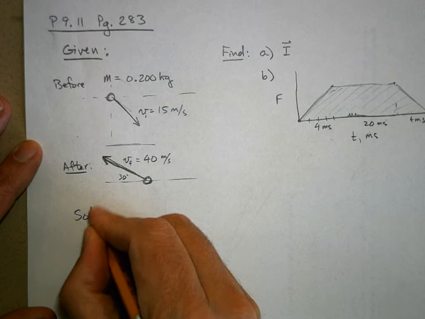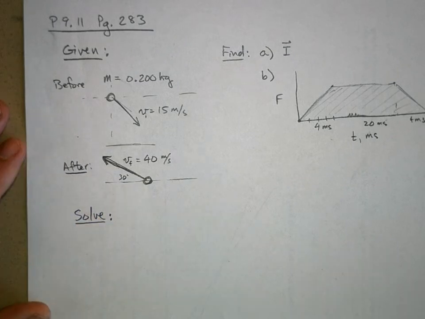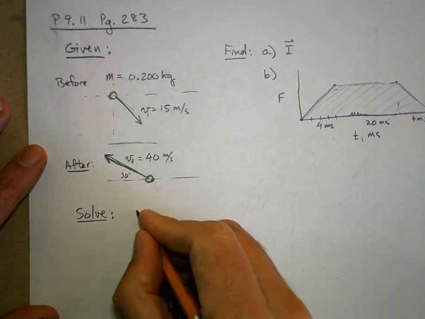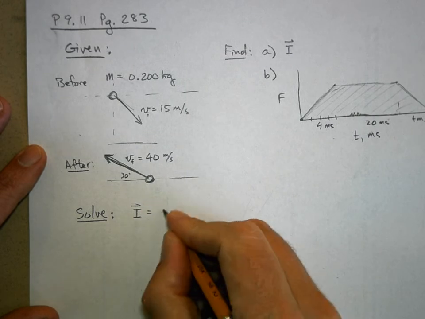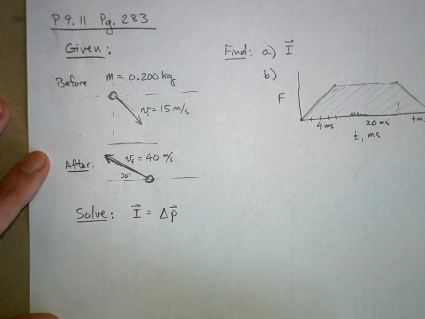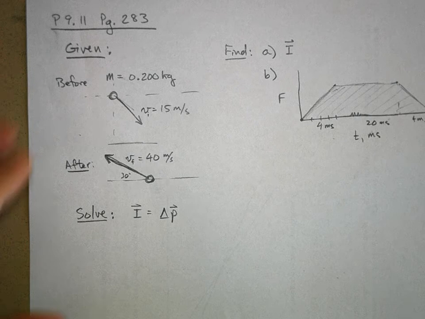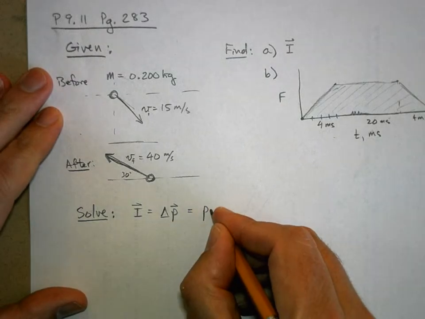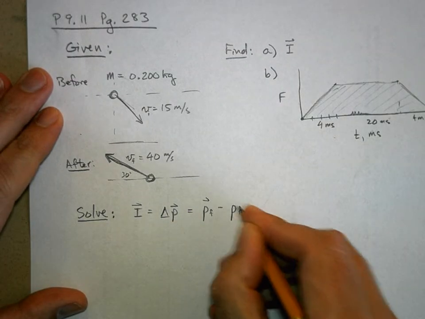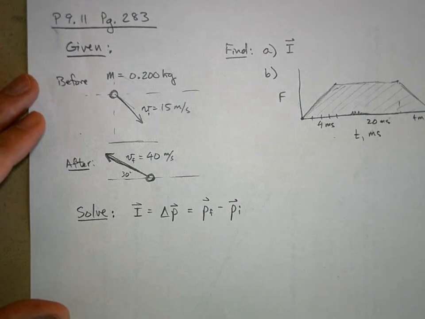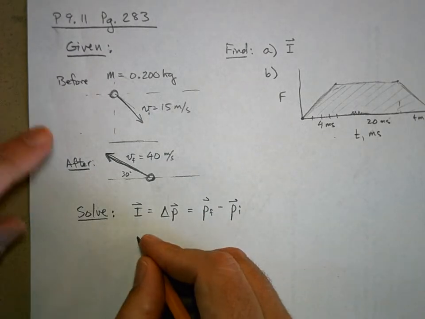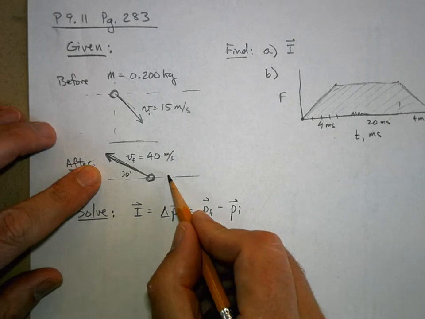So let's solve this problem. Well, we know that the impulse on the ball is equal to the change in momentum of the ball, right? I mean, that's the impulse-momentum theorem. And so first thing we need to do is figure out the change in momentum of the ball. So this is going to be the final momentum minus the initial momentum. And so, what's the final momentum? Well, it's right here.